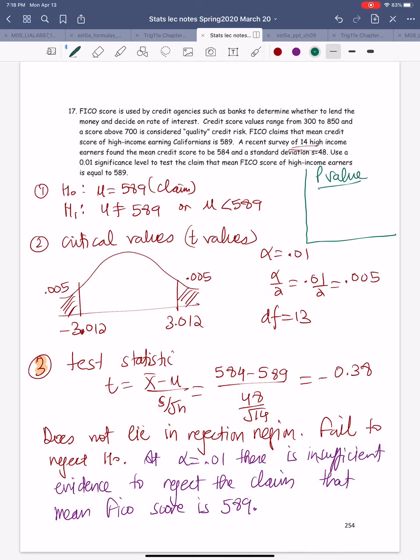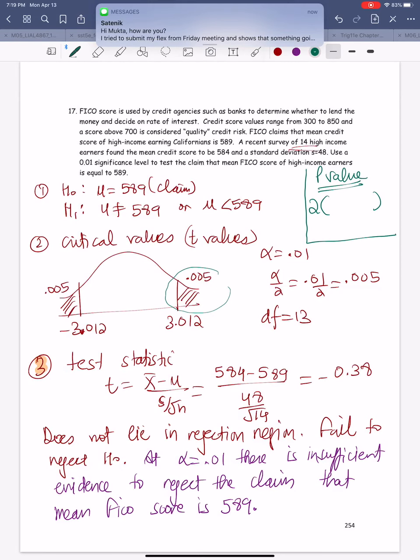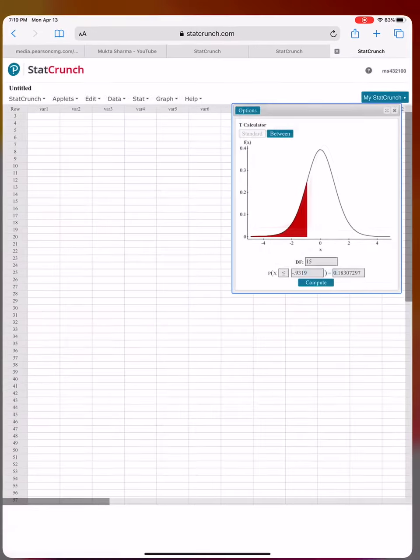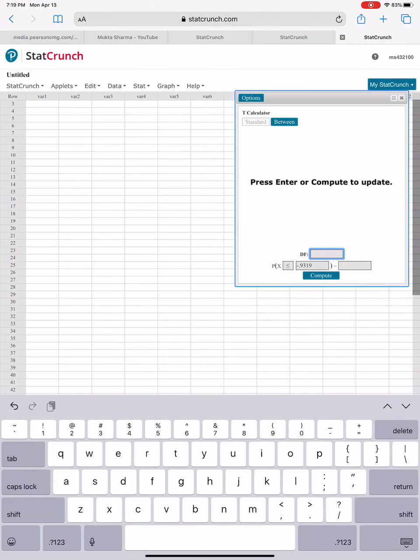To find the p-value, it's a two-tail test. I'm going to find the area in one of the tails. So I'm going to find the area in the tail if the test statistic t-value is negative 0.38. So I'm going to go to StatCrunch, put negative 0.38, degrees of freedom as 13, and find the area in the tail.